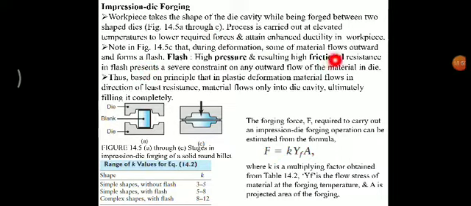During the deformation, some of the material flows outward in the form of flash, like this one. The high pressure and the resulting high frictional resistance in the flash present a severe constraint on the outward flow of the material in the die. What is basically happening here is that whenever we apply the force, this material tries to flow outward, but it gets resisted because of this first edge, second edge, and further.